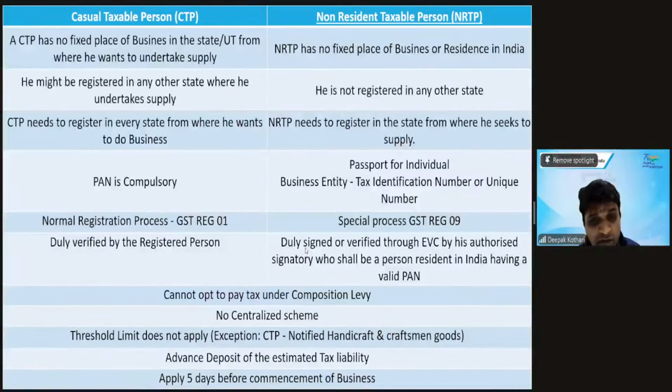Sir, does a composition taxpayer need to maintain a record for free samples? See, he's a composition taxpayer. If he makes free samples also, he will have to take the registration. Is the deposit of a casual taxable person refundable if it is less than the tax payable? Yes. Whatever taxes he pays in advance, the deposit, that gets adjusted with the tax payable. If the tax payable is less than the advance, he will get the refund.